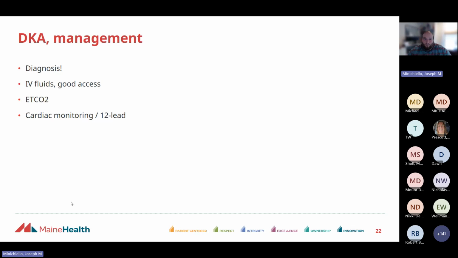End tidal monitoring can be helpful as you're tracking all the CO2 being blown off. That's going to be your best hint into the acidosis piece. If someone has a high end tidal, that's a cue for you that they're going to be acidotic. And then again, really mostly because of the potassium piece, cardiac monitoring and a 12 lead to make sure there's no concerning arrhythmia that you then also need to stabilize here.